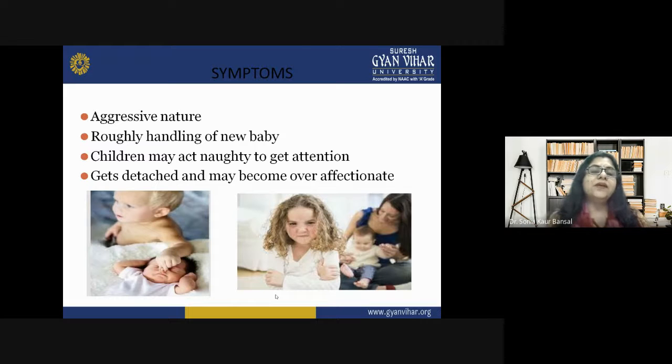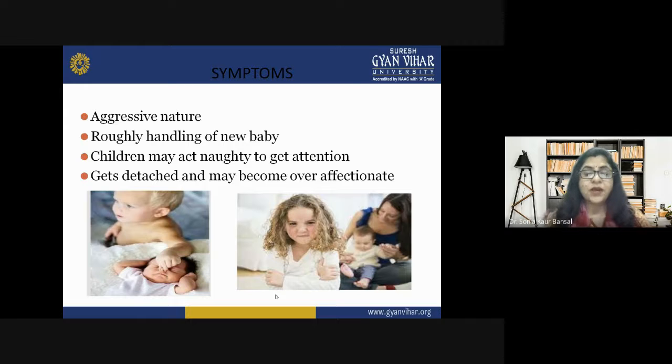The child will show aggressive nature. The child will shout at many things. There is rough handling of the new baby. The child might hurt the new baby by picking him up in a wrong way, or hit him in some other way. Children may act naughty to get attention at that time. The child gets detached and may become over affectionate as well. So becoming over affectionate and becoming detached is also a symptom of the child's jealousy behavior.